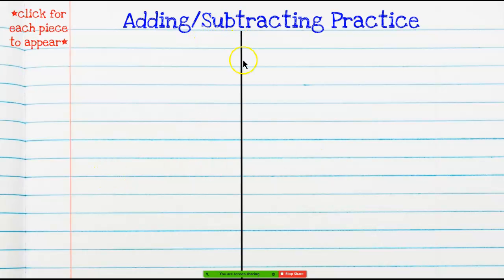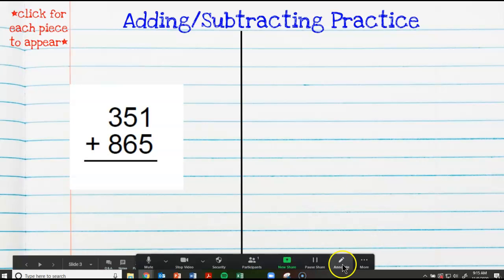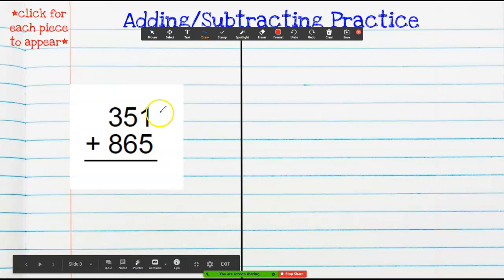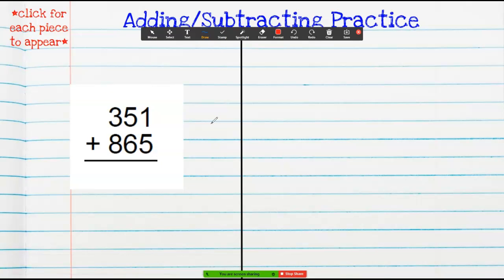On a piece of paper, I want you to go ahead and draw a line down the middle for me, and we're going to practice some adding and subtracting. So on your paper, pause the video here and go ahead and write 351 plus 865.